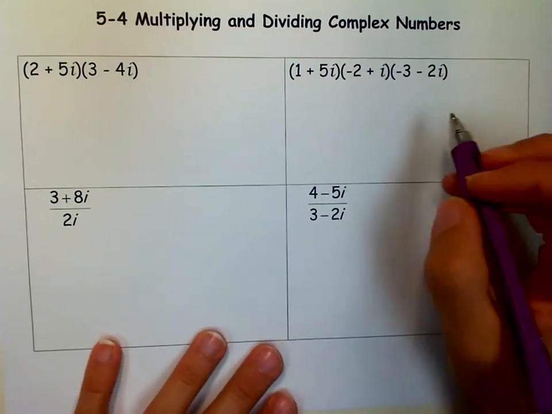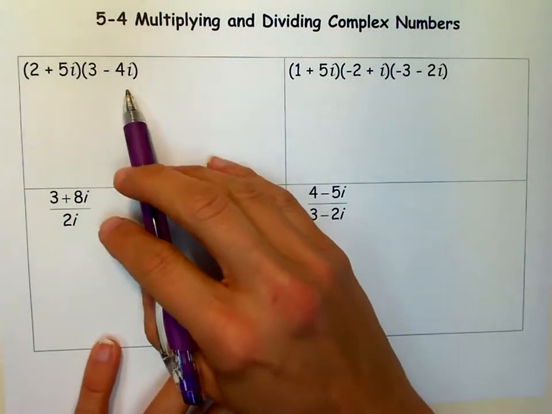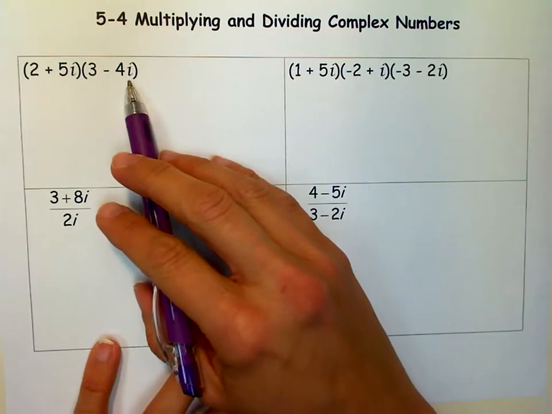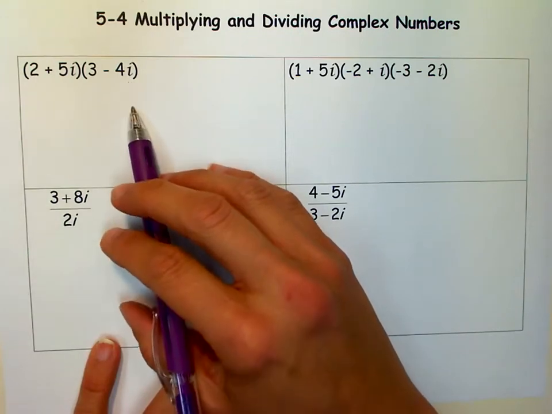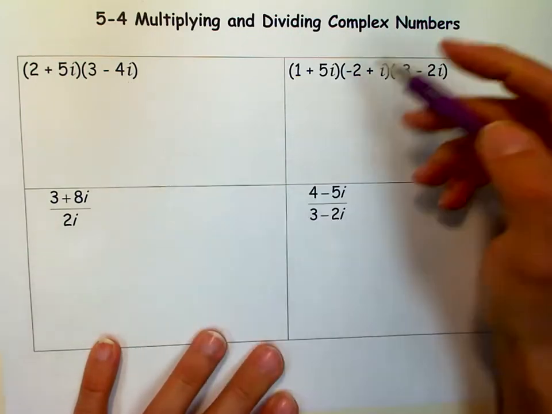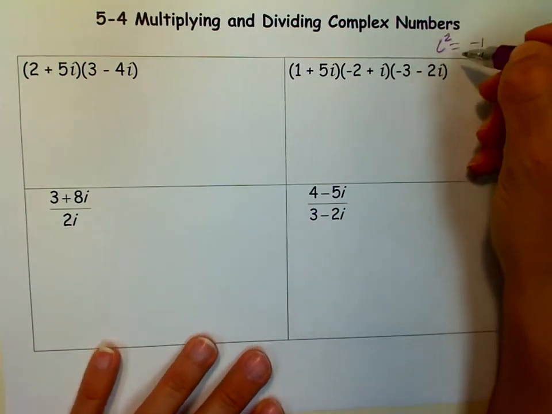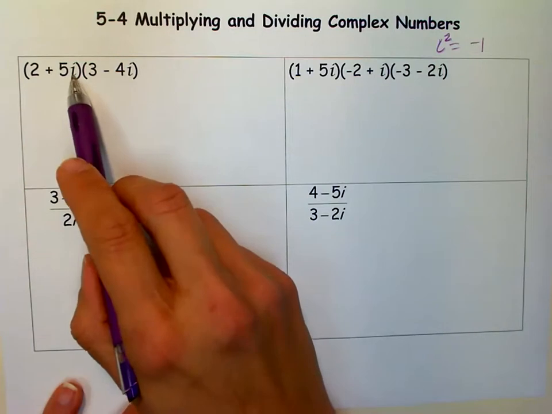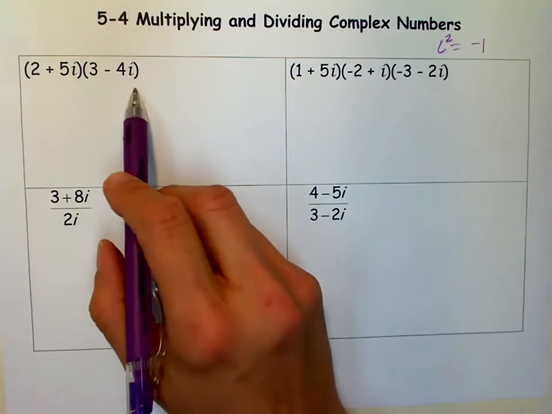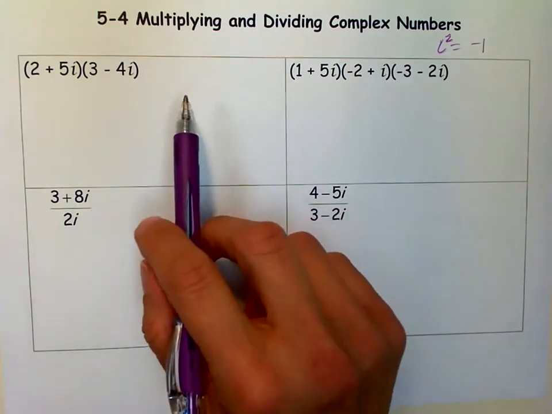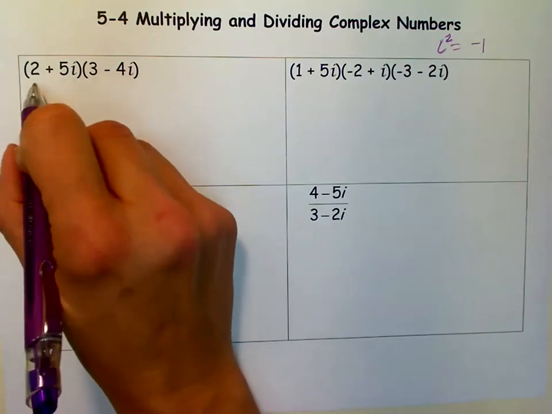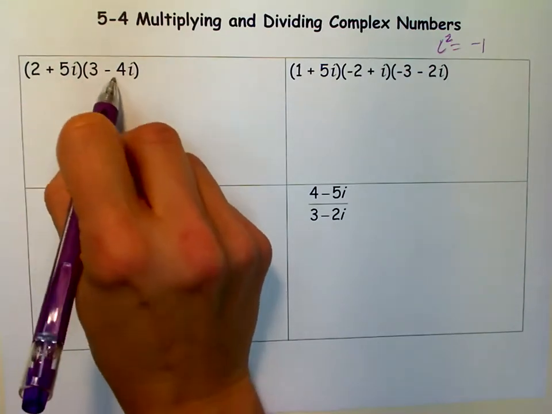And if you remember, i is the square root of -1, so if we have i, we can leave it. That's simplified. But if we ever have an i squared, we need to change that to what i squared equals, which is -1. So basically, we're just pretending that it's an x, except for if we have an i squared. So we're doing like terms when we have a binomial times a binomial.